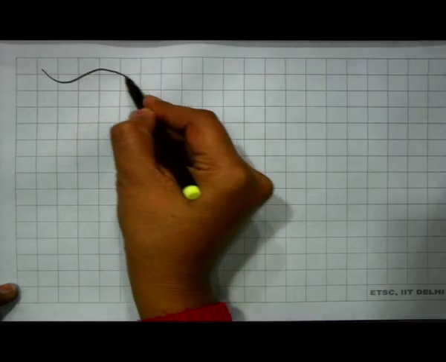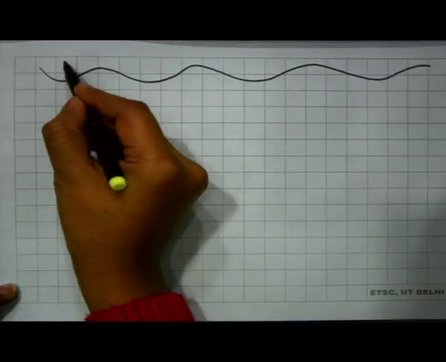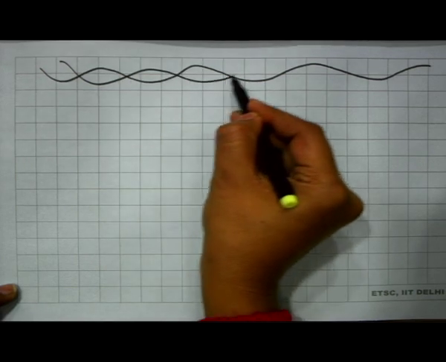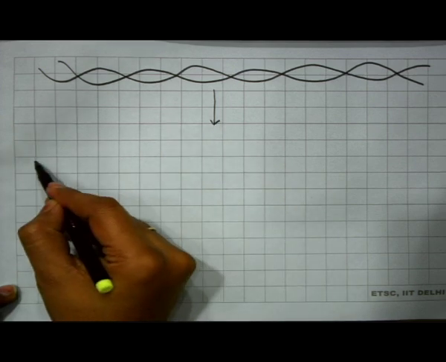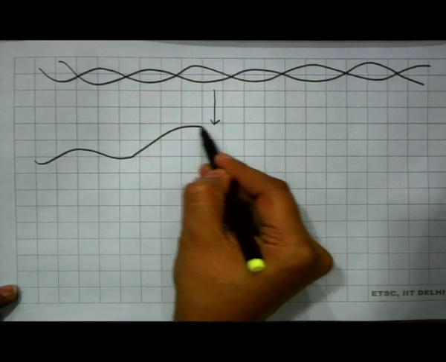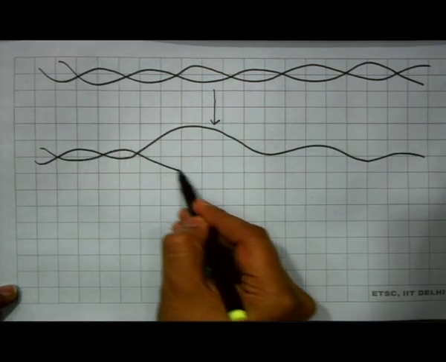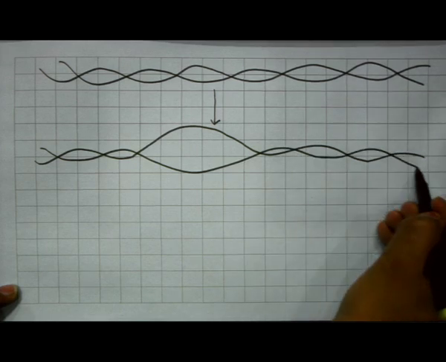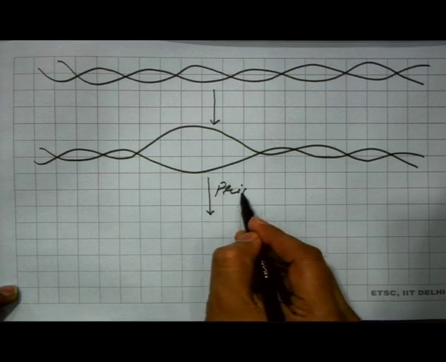And this problem of DNA polymerase is solved by an enzyme called primase.